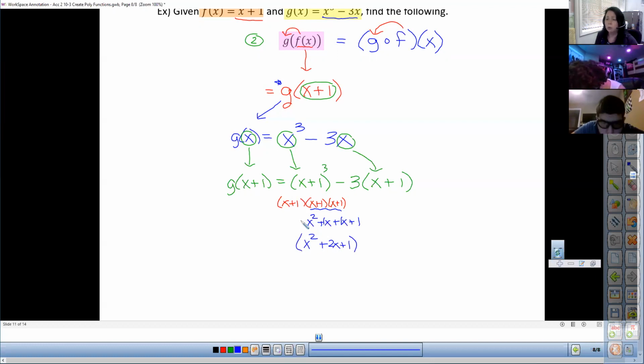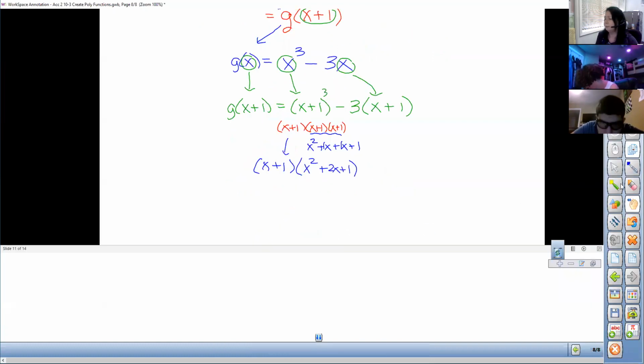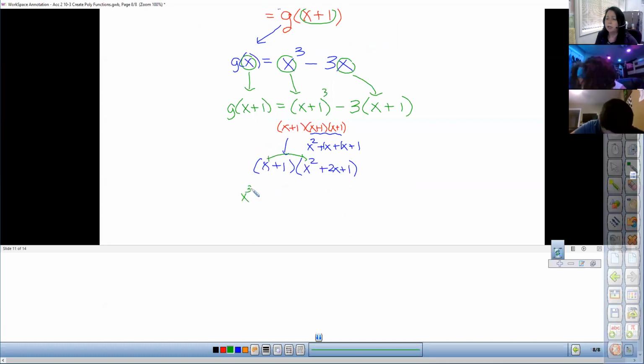So now this trinomial is going to be multiplied times the third x plus 1. And I have to distribute here again. So now, distributing the x to my trinomial, I have x to the third power, because my exponents of 1 plus 2 would give me 3. x times 2x would give me plus 2x squared. x times 1 gives me plus x. Now I'm going to distribute the 1. 1 times x squared gives me a plus x squared. 1 times 2x gives me plus 2x. And 1 times 1 gives me a plus 1.